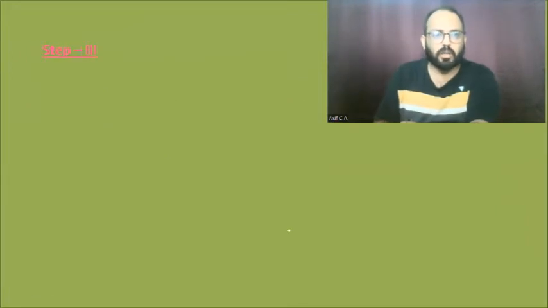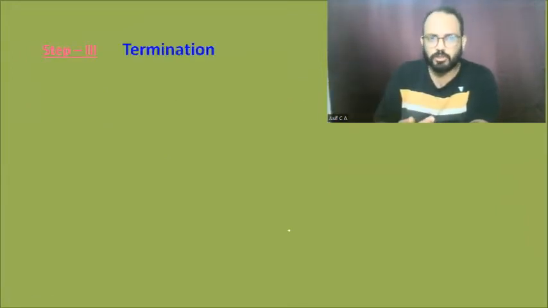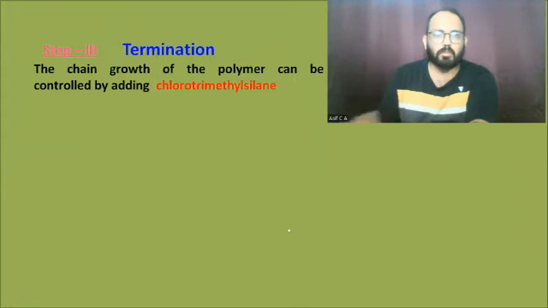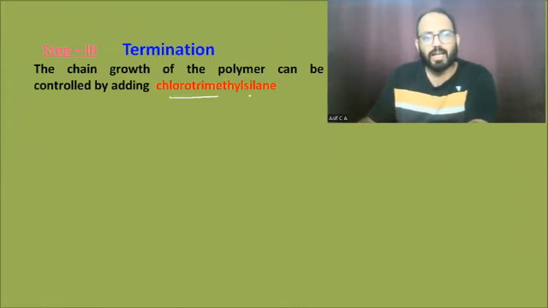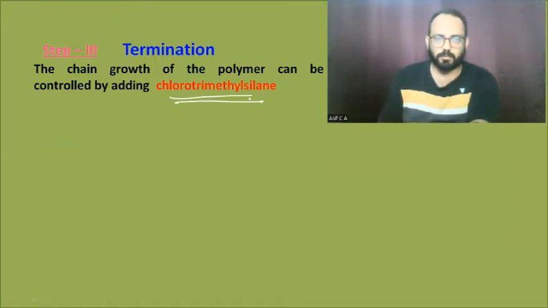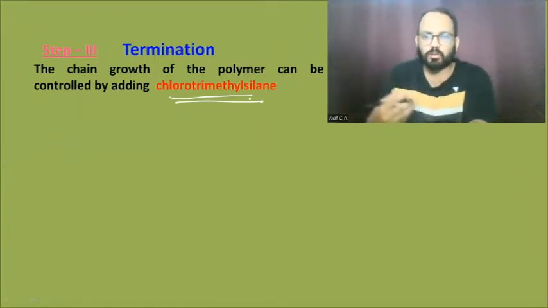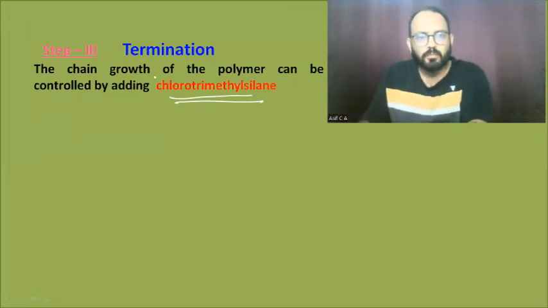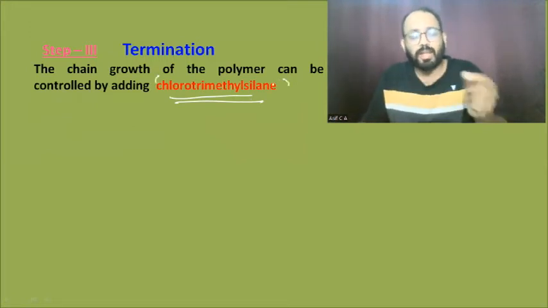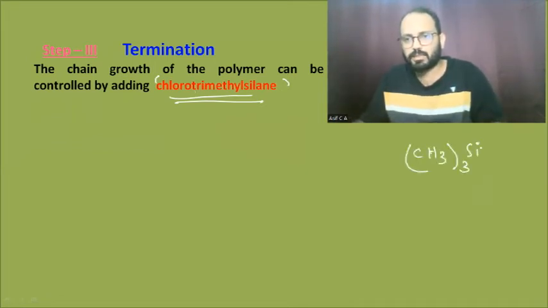நான் என்ன பண்ண ஸ்டாப் பண்றதுக்குனா the third step, the termination step. In the termination step, the chain growth of the polymer can be controlled by adding chlorotrimethylsilane. நமக்கு ப்ராடக்ட்ஸ் வருது இல்ல, குளோரோ ட்ரைமீதல்சிலின் வந்தது, டைக்ளோரோ dimethylsilane வந்தது, அந்த மாதிரி few products we got. Now what we are going to do is இந்த டைக்ளோரோ dimethylsilane வரல குளோரோ trimethylsilane போட போறோம். That is trimethyl, CH3 thrice SiCl, போட போறோம்.